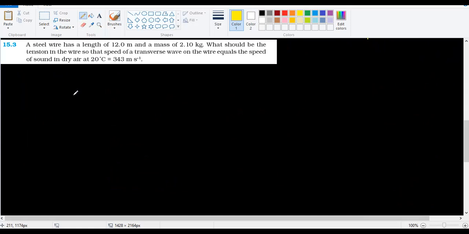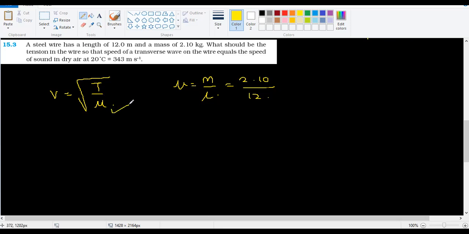Steel wire has a length of 12 meter and a mass of 2.1 kg. What should be the tension in the wire so that the speed of a transverse wave on the wire equals the speed of sound in dry air? Just now we studied a formula, V is equal to root of tension by mu. Mu is given as mass by length. So mass is 2.1 kg divided by length 12. So do this math and find out the mu.